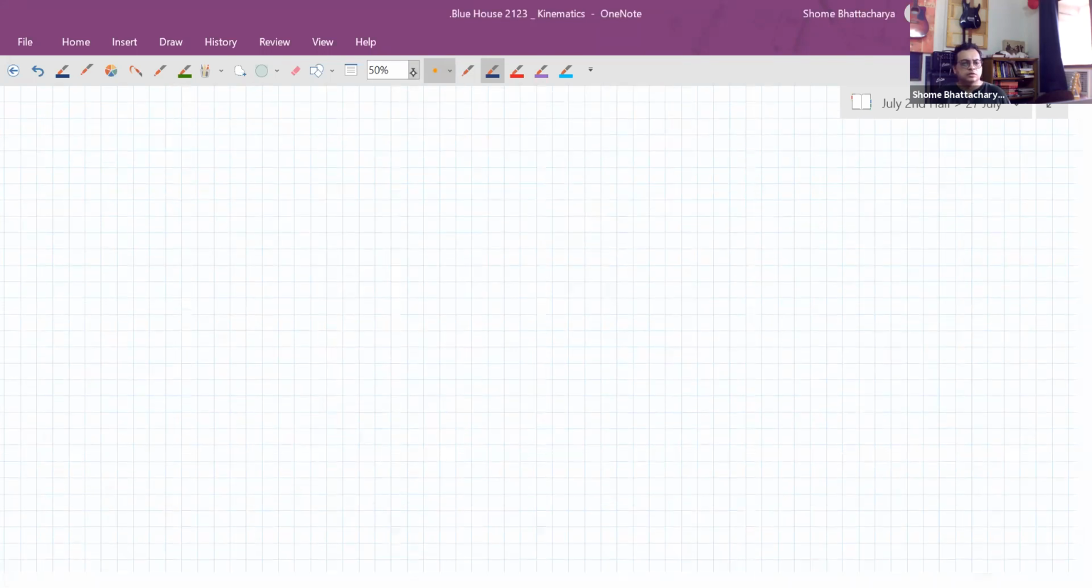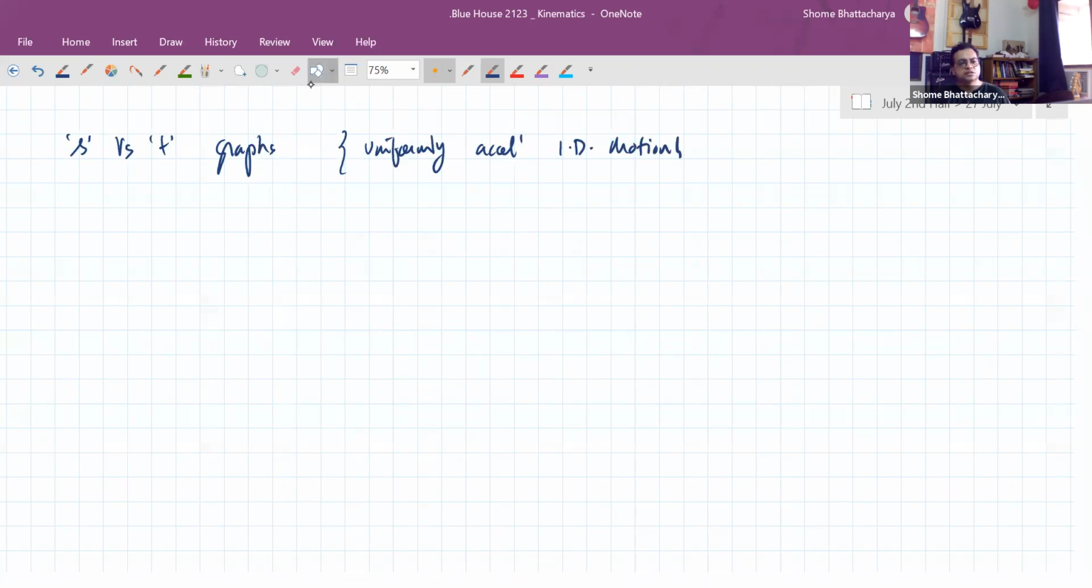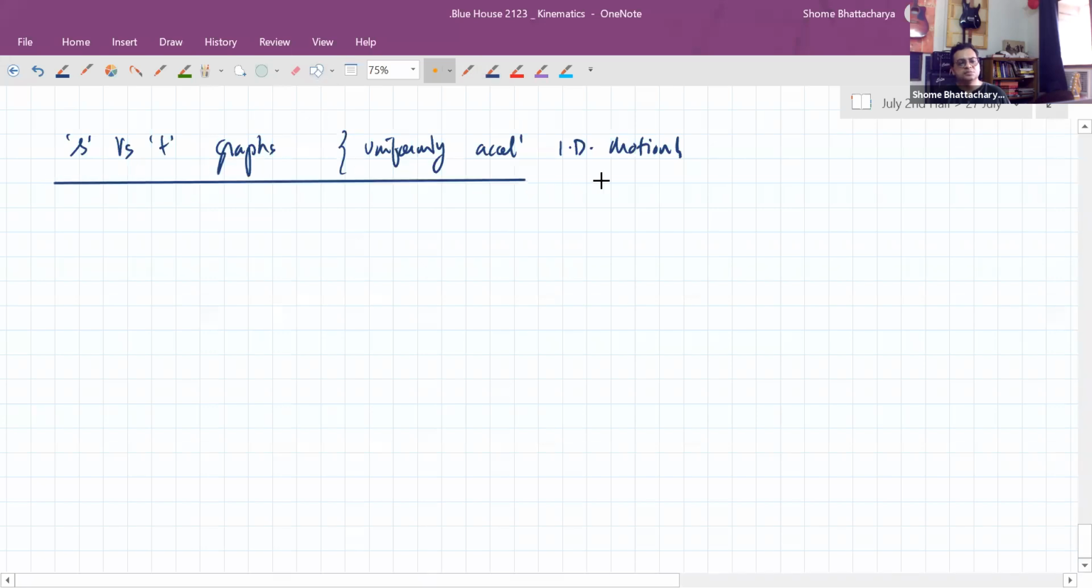Okay. So now, having understood this, let's talk about the displacement time graphs. Again, we are always talking about uniformly accelerated 1D motion today. So again, in this, there'll be two cases. One where u and a have the same sign, and the other where u and a have opposite sign. So we are looking at this graph, s is equal to ut plus half at square. So we can say that the displacement s is a quadratic function of time.